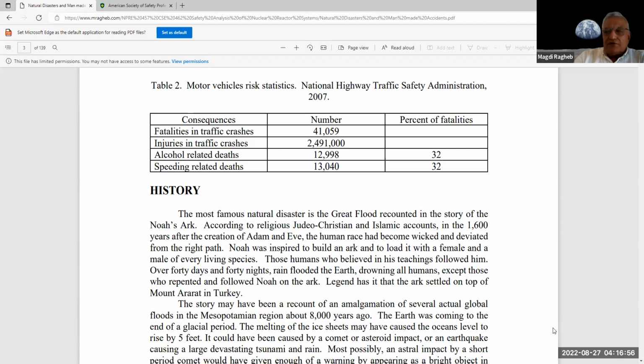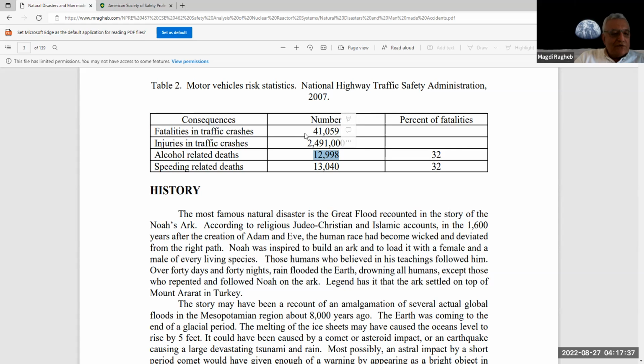So this is the motor vehicles risk statistics from the National Highway Traffic Safety Administration. They have a different number, obviously, here. 41,000 people die every year in accidents. And it is not just death that we worry about. You also have to worry about injuries. Imagine that 2.5 million people every year in the United States get injuries in automotive type of accidents. As I suggested, some of those deaths, unfortunately, can be controlled.